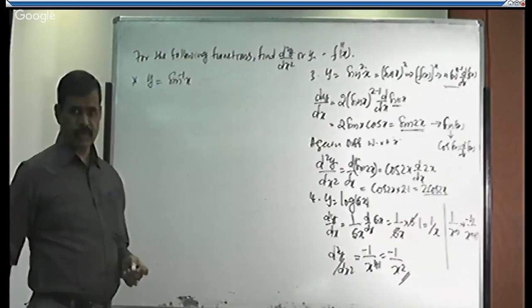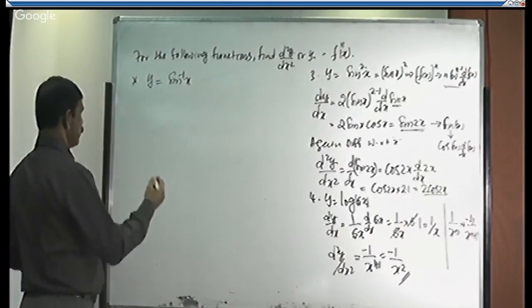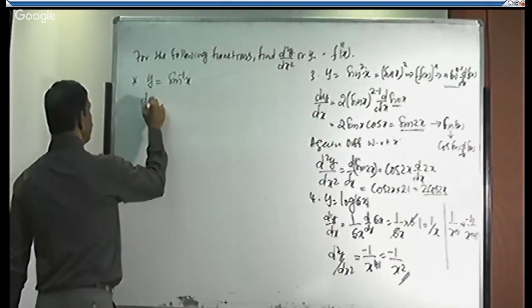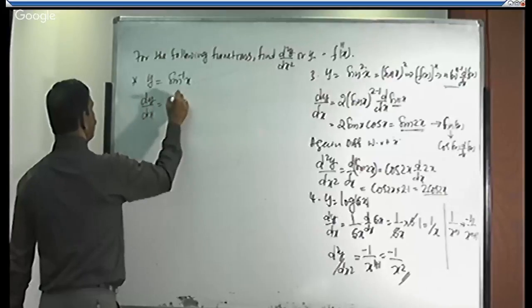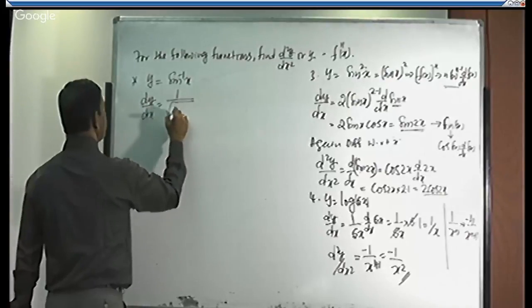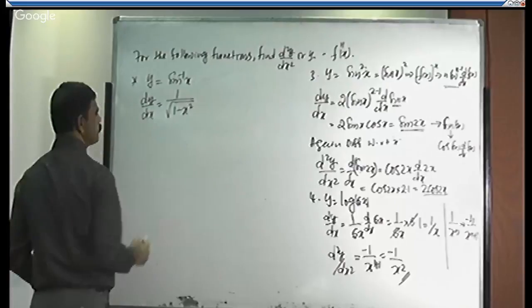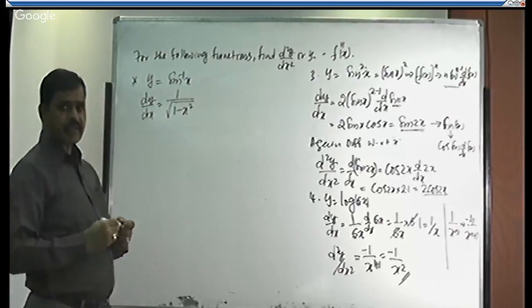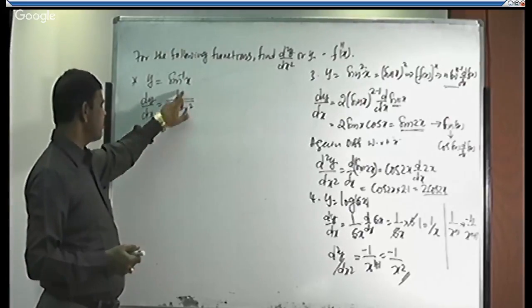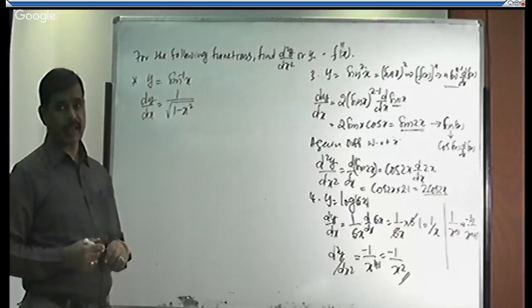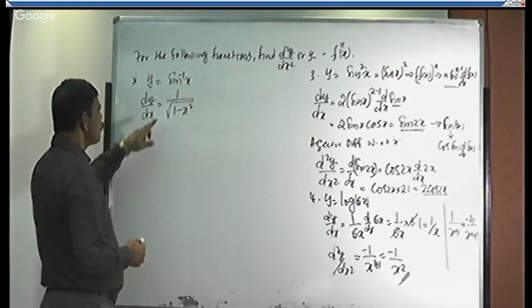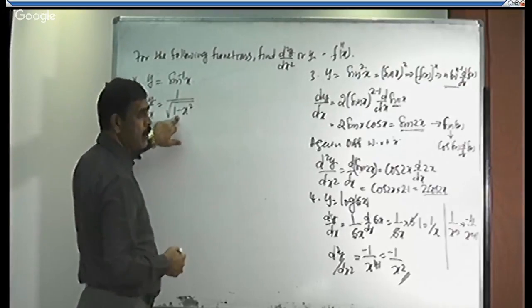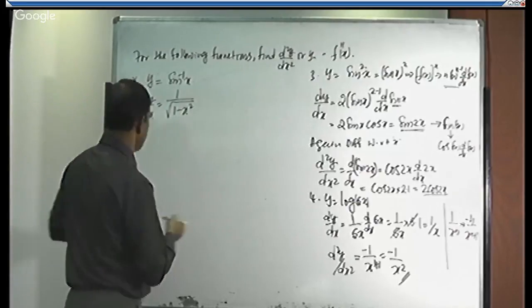Y is equal to sin inverse x. If I differentiate it, I will get 1 divided by root of 1 minus x square. For sin inverse x, its derivative is 1 by root of 1 minus x square. How? We are going to differentiate it further to get d square y by dx square.